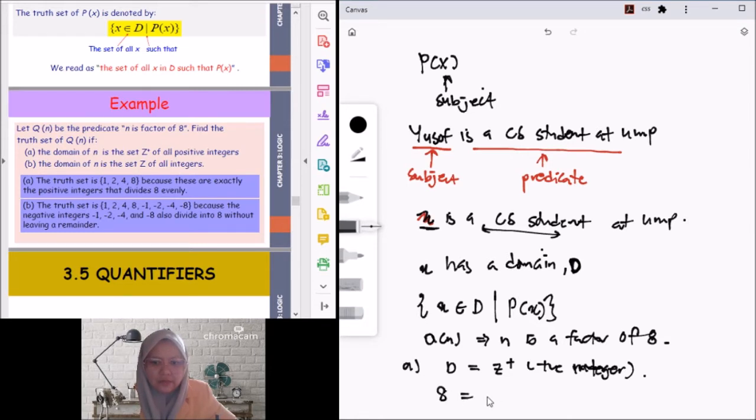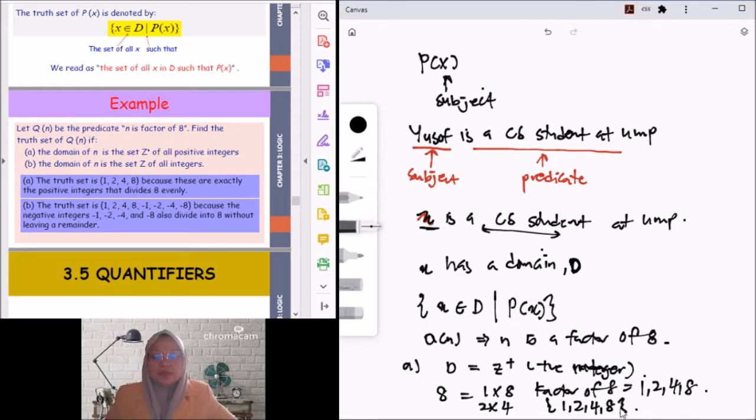So the factors of 8 are 1 times 8, 2 times 4. So the factors of 8 are 1, 2, 4, 8. Hence, the true set for Q(n) is 1, 2, 4, 8, because the domain that we set here is positive integers.